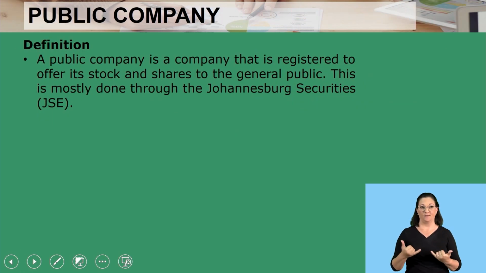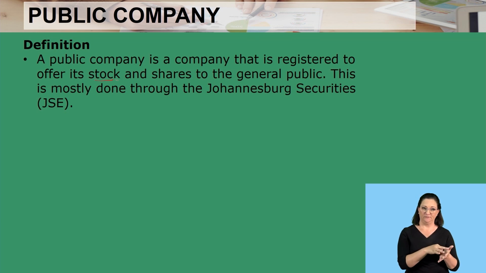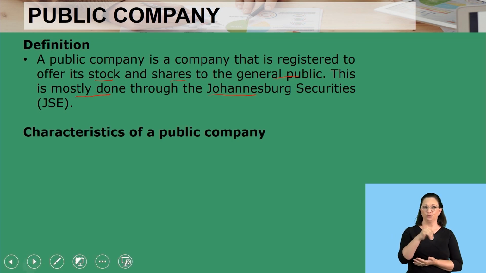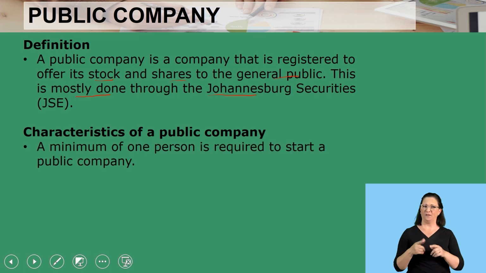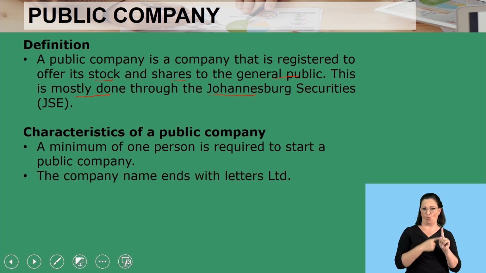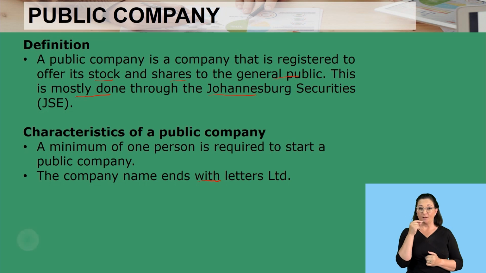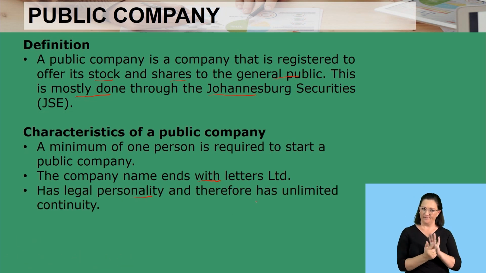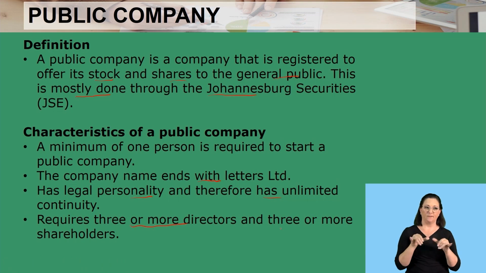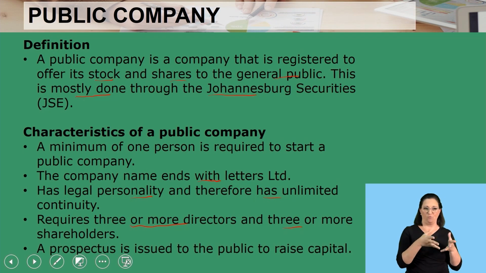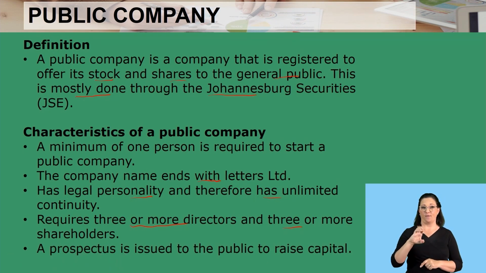Then, public company. A public company is registered to offer its stock and shares to the general public. This is mostly done through the Johannesburg Securities Exchange, JSE. What are the characteristics of a public company? A minimum of one person is required to start a public company, and the company name ends with the letters Ltd. It has a legal personality and therefore has unlimited continuity, which would still apply to a private company. It requires 3 or more directors or 3 or more shareholders. Then, a prospectus is issued to the public to raise capital, meaning a public company is allowed to sell shares to the public, meaning they can invite anyone in the communities to come and buy shares, whereas with the private company, that will not be applicable.